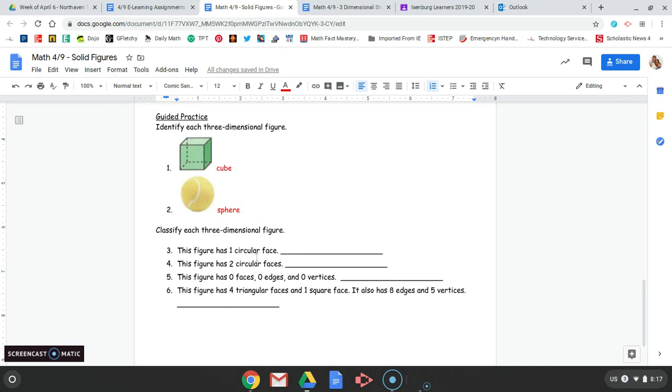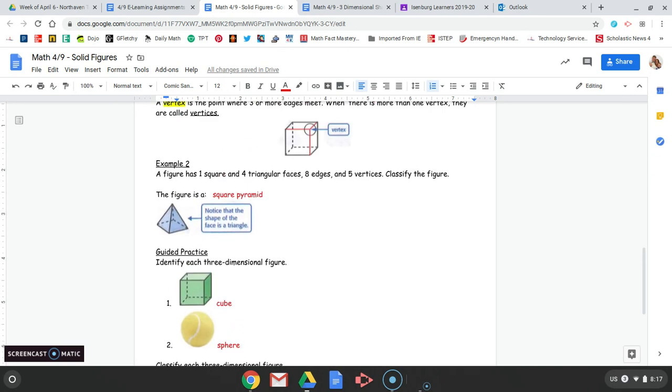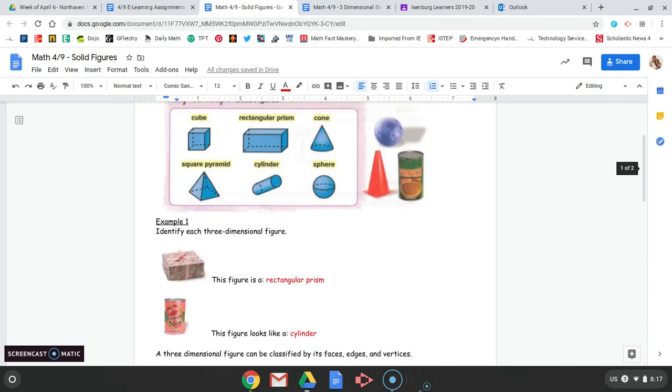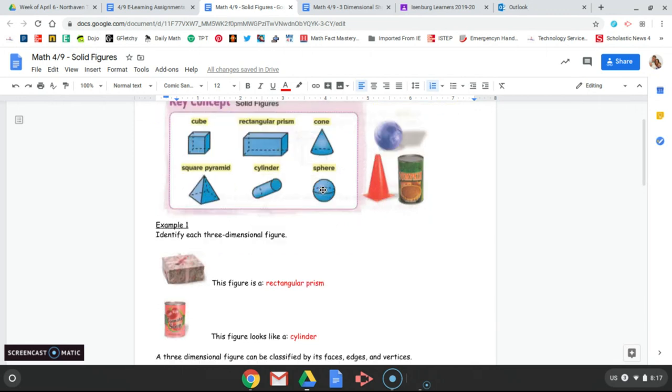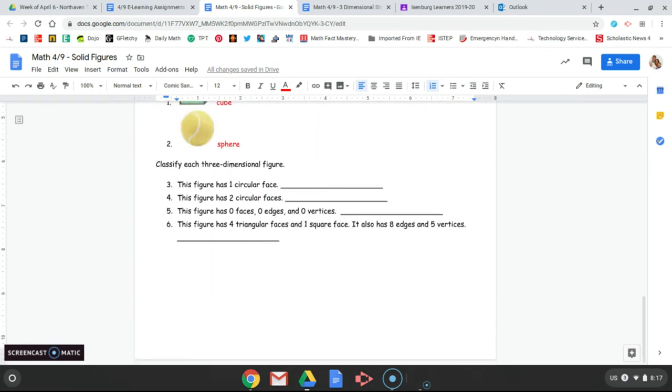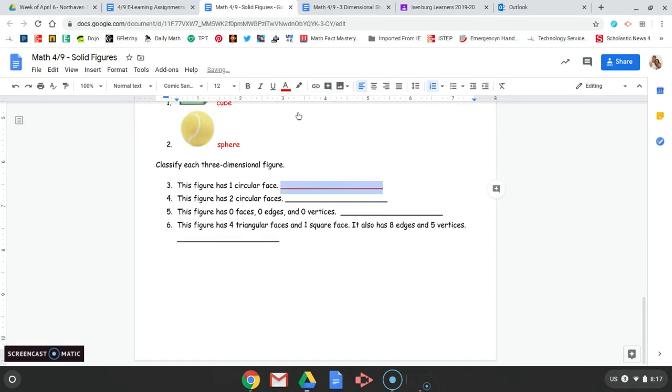This figure has 1 circular face. Well, if we scroll back up and look at our options, which one only has 1 circular face? I notice the cylinder has 2, top and bottom. Oh, look, the cone has 1 circular face. So the answer to number 1 is going to be cone. Number 3.